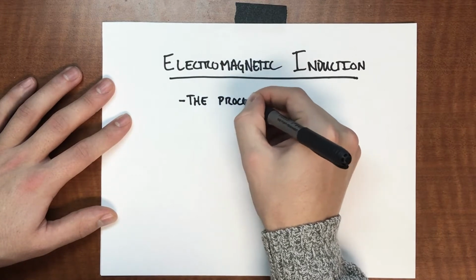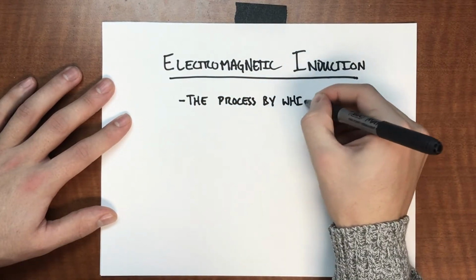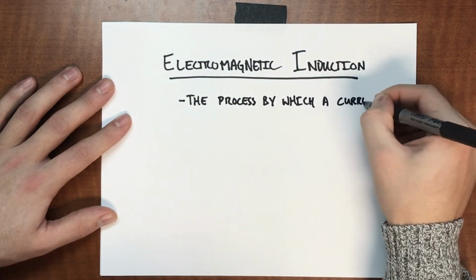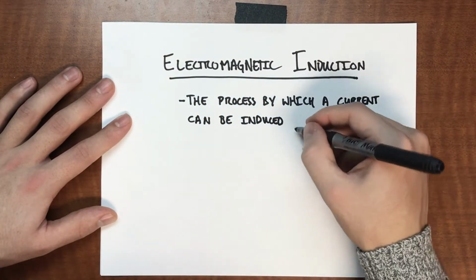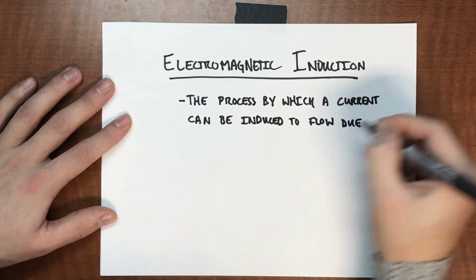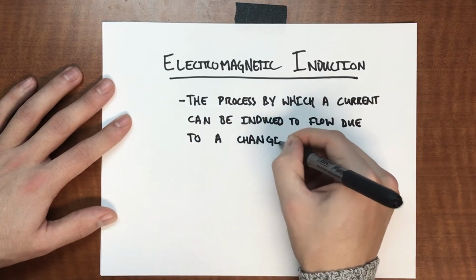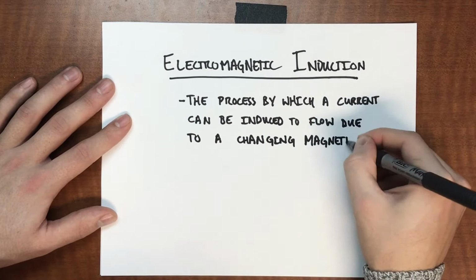So now we have to talk a little bit about electromagnetic induction so we can understand what exactly it is. It is simply the process by which a current can be induced to flow due to a change in the strength of a magnetic field.